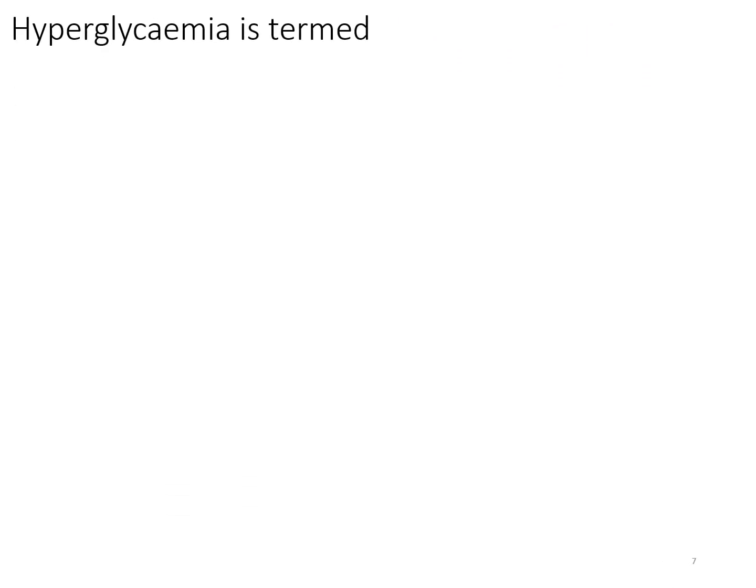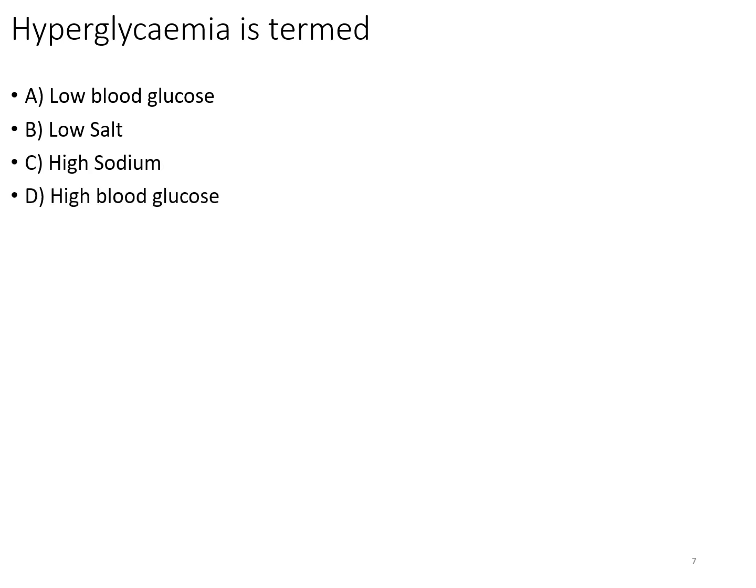So, hyperglycemia is termed as what? Is it low blood glucose, low salt, high sodium, or high blood glucose? Well, if somebody's hyperactive, they're moving around more than they would normally be, aren't they? And if someone has hypertension, that means the blood pressure is higher than it should be. So hyper pertains to something that's increased.